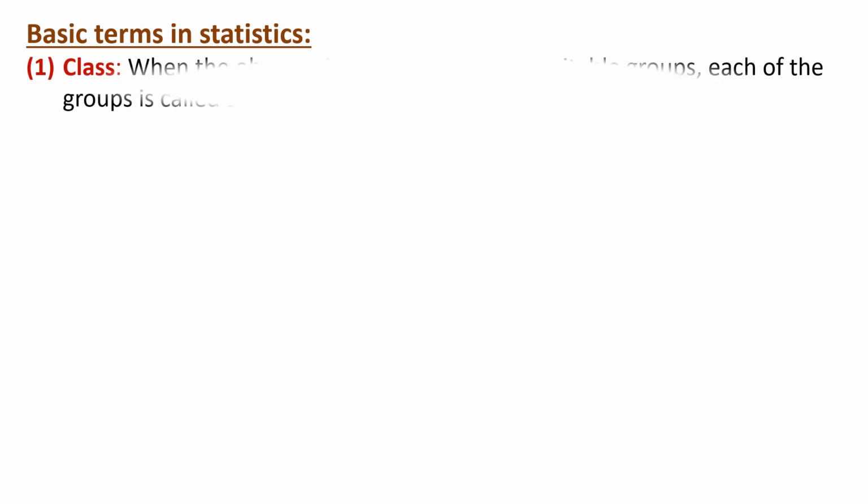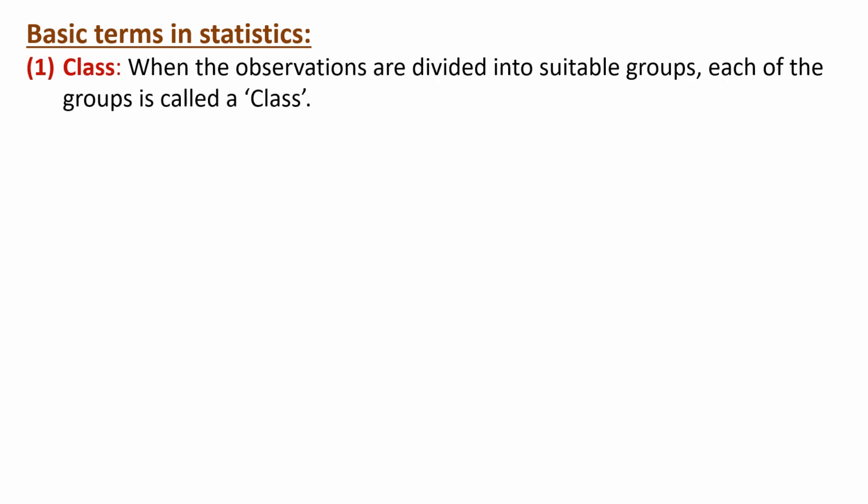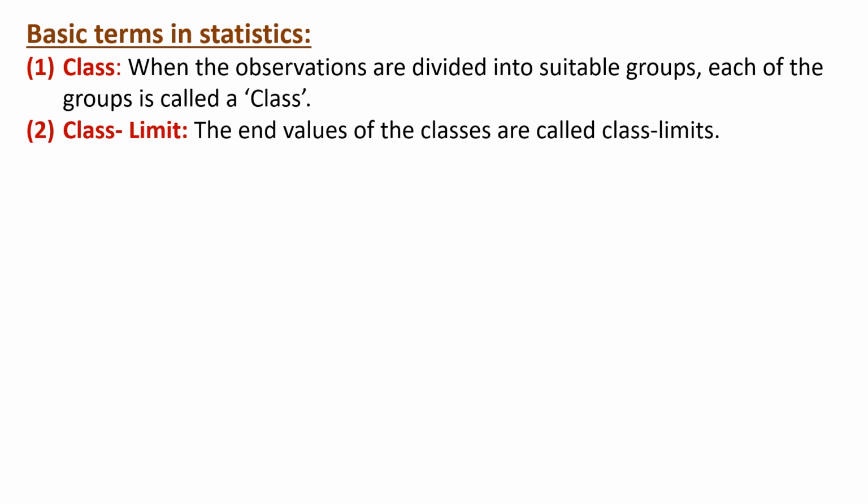Now, before starting, we'll learn a few concepts or terms in statistics. Class. You will come across the word class. So what is a class? When the observations are divided into suitable groups, each of the groups is called a class. Then second, class limit. So what is class limit?